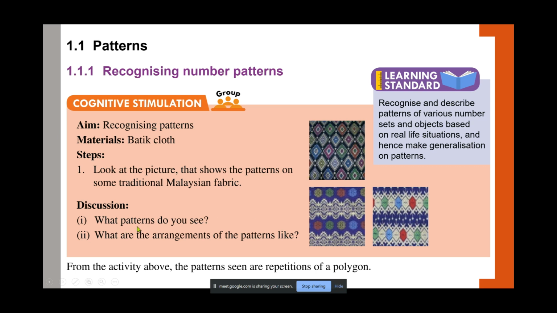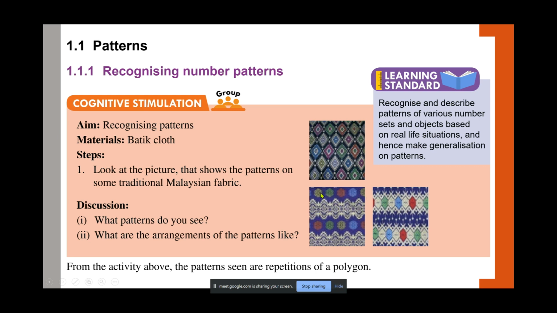Whenever they ask you what are the patterns that you see, it is a repeated pattern. You can see this is the shape of a diamond, isn't it? So a repeated pattern of the diamond shape. Or you check carefully like this one. How many sides is this? 1, 2, 3, 4, 5, 6. The repetition of a hexagon. So from the activity above, the pattern seen is a repetition of a polygon. Like this one is too small already, we can't really see clearly what the repetition is, but we can see the shape is repeated itself here.